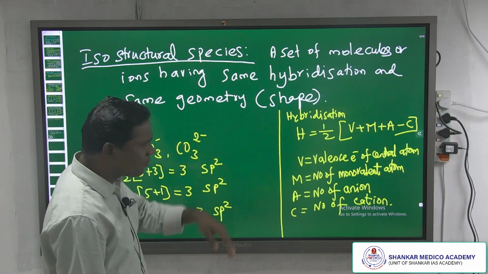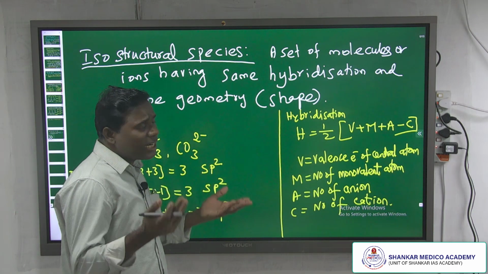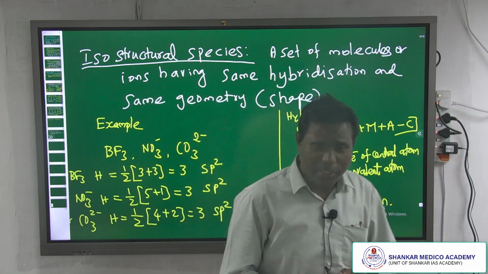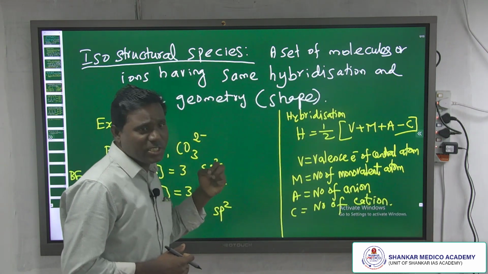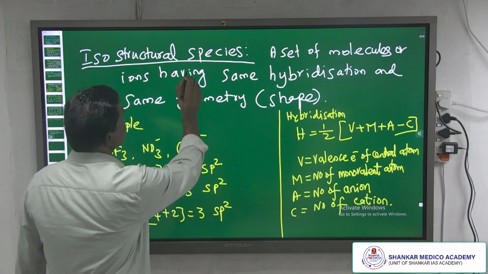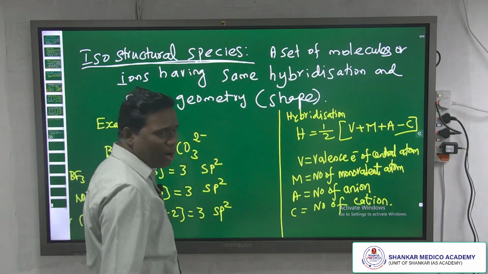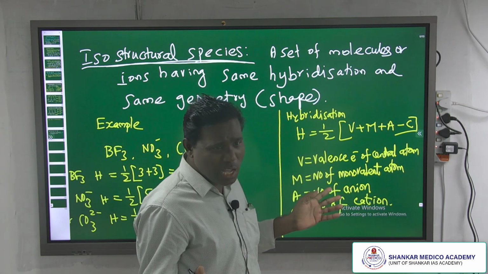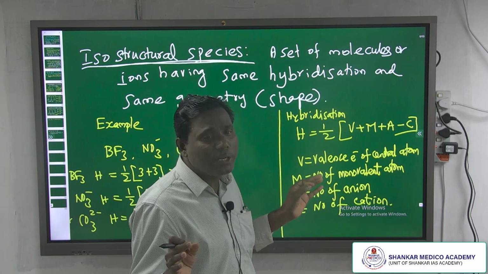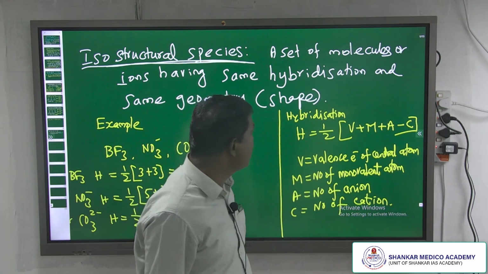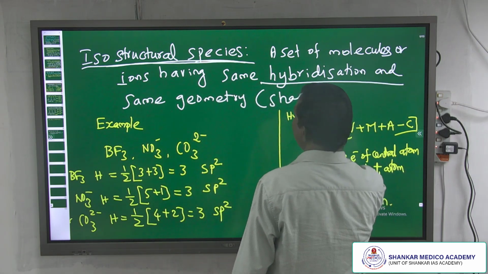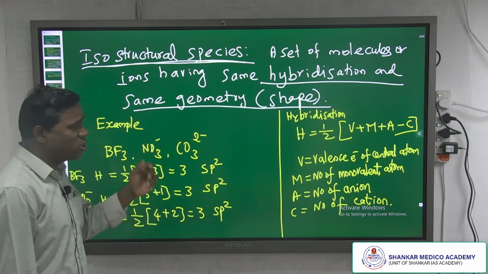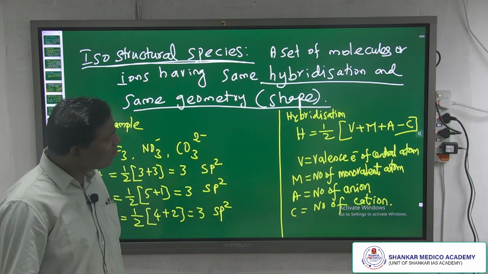Now come here. What we can understand is what actually isostructural species are. Before exploring all those possibilities, we should know the actual meaning of isostructural species. The molecules or ions or any species having the same hybridization, same geometry, shape of the molecule and hybridization, these should be the same. This is the first thing we need to understand. Hybridization is the intermixing of orbitals.